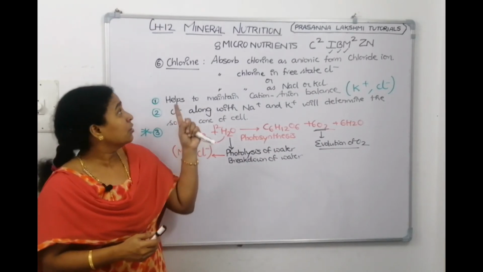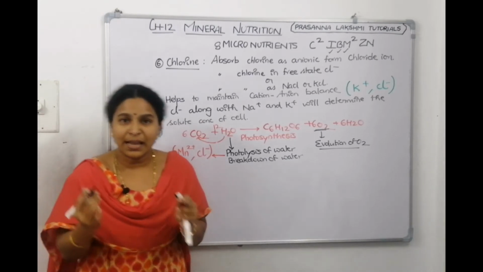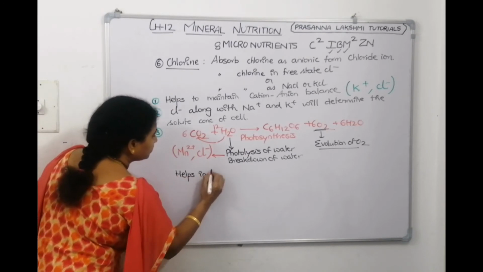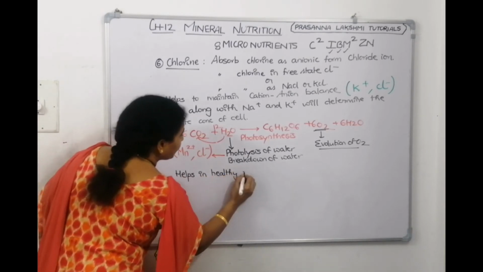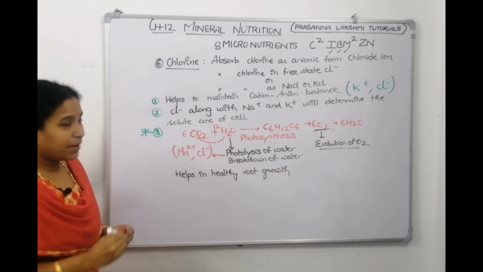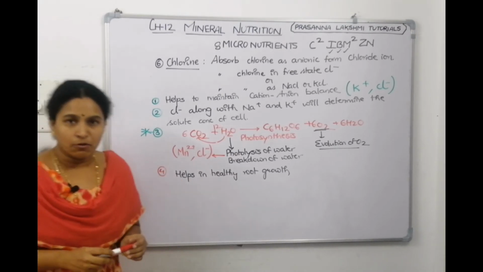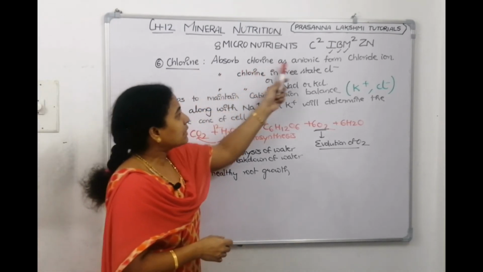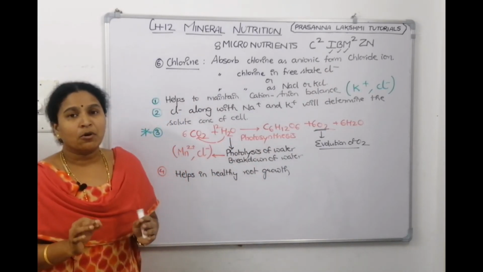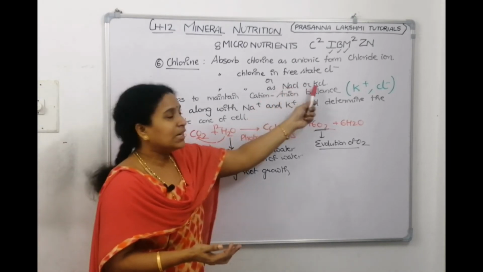The last function of chlorine is it helps in root development. It helps in the healthy growth of the root. So the fourth function is it helps in healthy root growth, right children? So these are the four functions of chlorine. Plant absorbs chlorine as an anion, minus ion, chloride ion. It's called Cl minus. Plant can absorb chlorine as a single chlorine molecule also. It can absorb as salt, NaCl, KCl also.